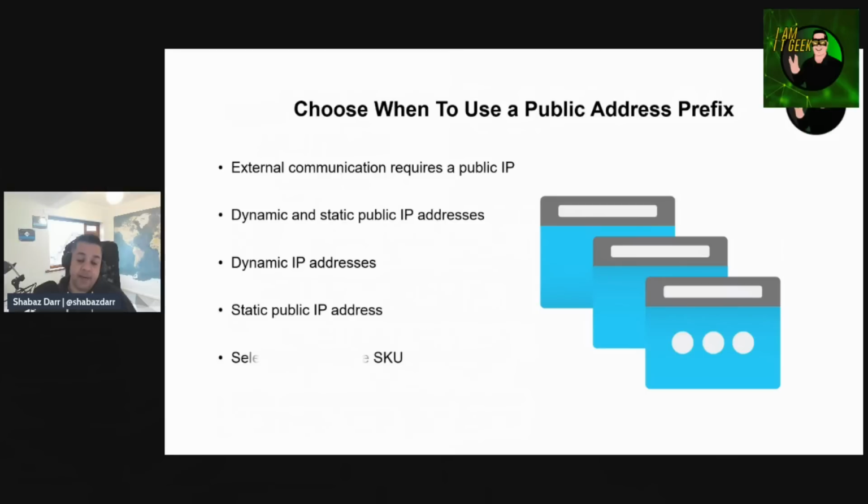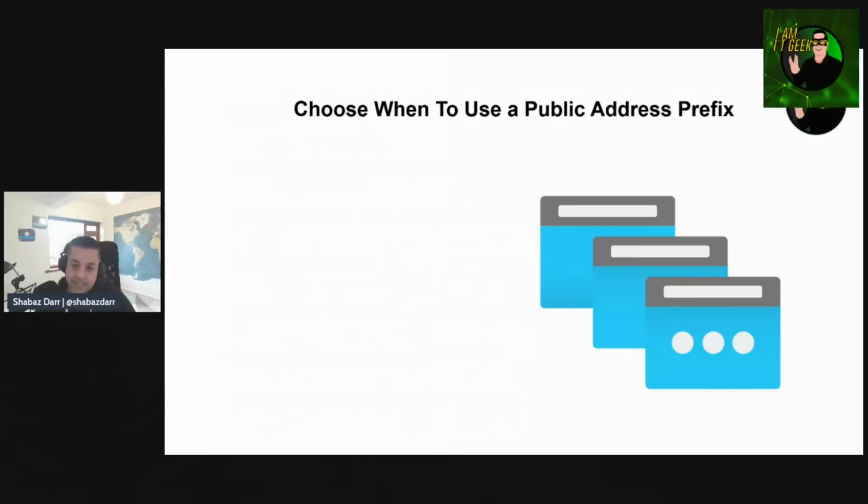For public IP addresses, there are two types of SKUs as well. You can choose from basic or standard, and we'll talk about those shortly. All public IP addresses created before the introduction of SKUs are basic SKU public IP addresses. With the introduction of SKUs, you have the option to specify which SKU you would like for your public IP address. So let's stick to this topic of public IP address prefixes.